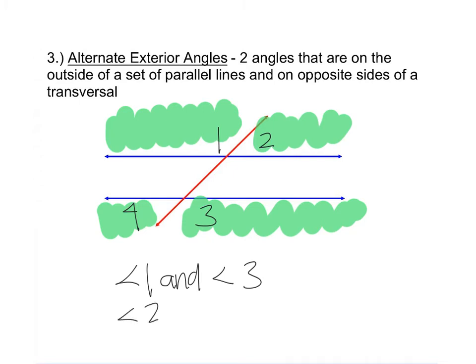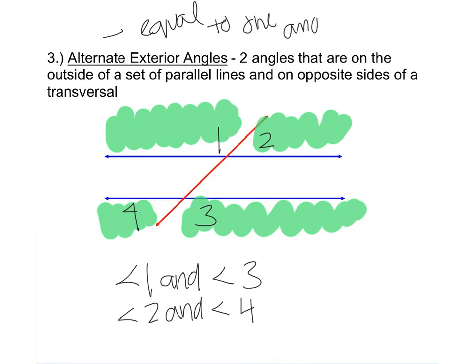We can say that angle 2 and angle 4 are alternate exterior angles. Notice angle 2's on the right, angle 4's on the left, and they're both on the outsides of the parallel lines. So that makes them alternate exterior angles. Alternate exterior angles are also equal to one another. So we can say that angle 1 and angle 3 are equal angles. We can say that angle 2 and angle 4 are also equal angles.